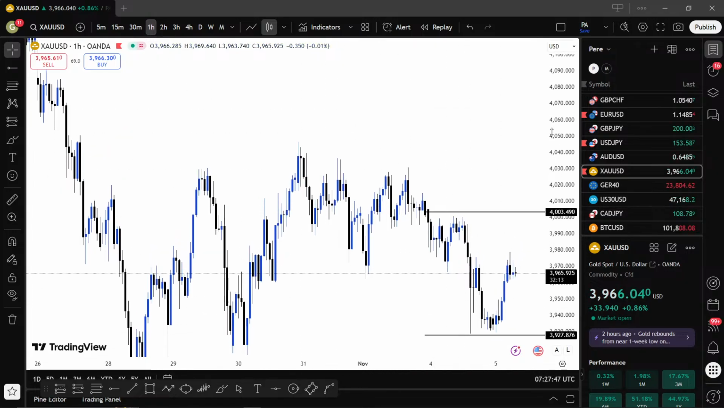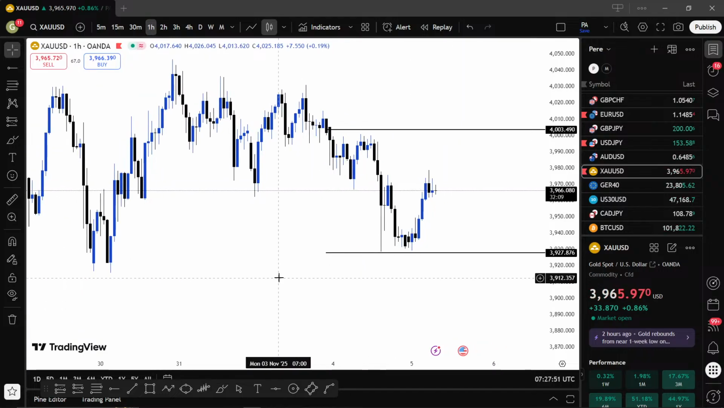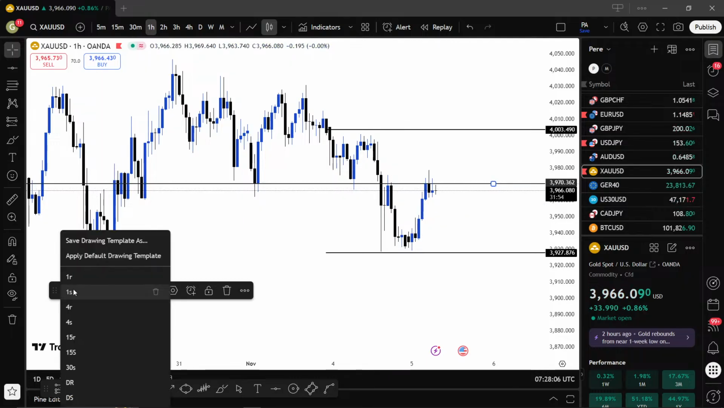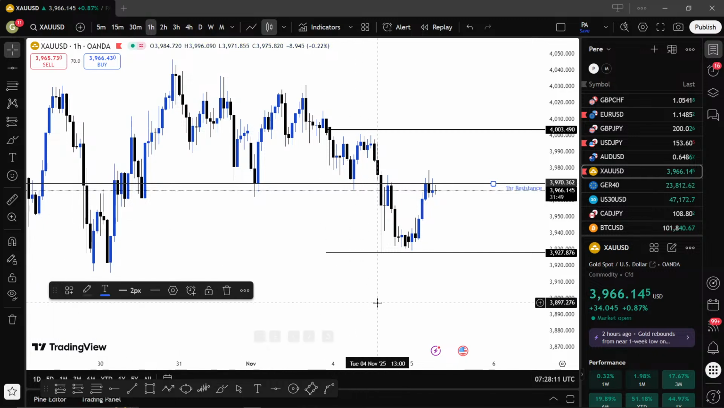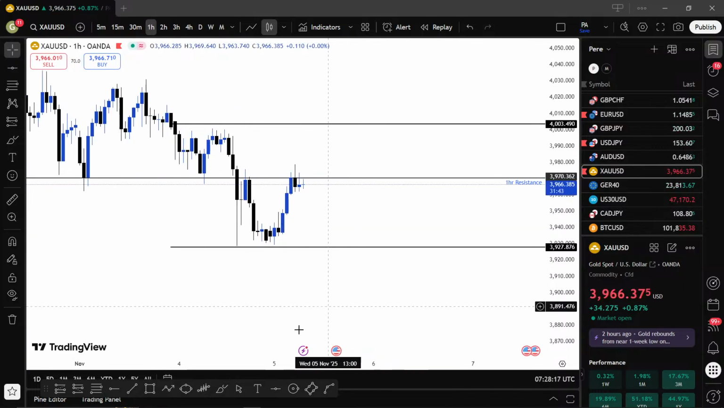Now on the 1-hour time frame, I believe we can actually start having some play to look into. Firstly, here was a 1-hour support level that got broken. I'm going to avoid the wicks. Here was a 1-hour support that got broken and now turned to a resistance. So I'm just going to mark it as 1-hour resistance. Over here it was a support, now it became a resistance. So that's idea number one.